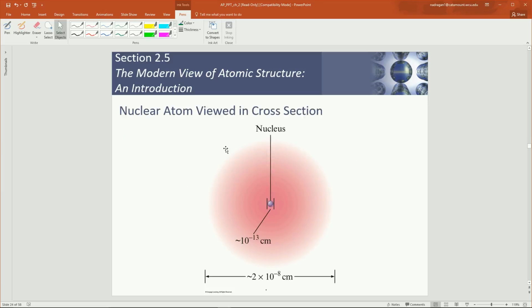So this is what a cross-section of an atom would look like. This is obviously not drawn to scale, but the thing to notice is that the nucleus is tiny compared to the overall size of the atom.